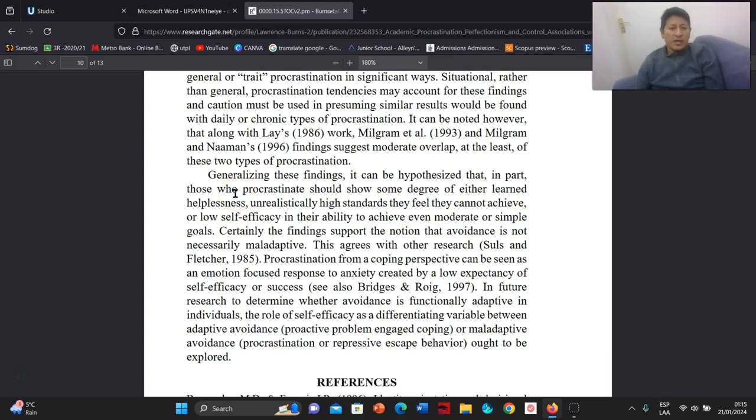For example, some people in an undergraduate program say they can't get a degree because they have unrealistically high standards they feel they cannot achieve. Look at this: generally, from these findings, it can be hypothesized that in part those who procrastinate should show some degree of learned helplessness and unrealistically high standards they feel they cannot achieve. He concludes that if some students or people procrastinate, they can't achieve the degree they want to get. If they procrastinate, they don't achieve. He makes that conclusion.